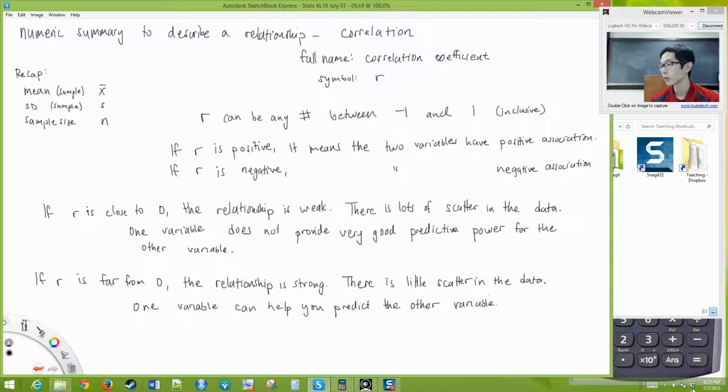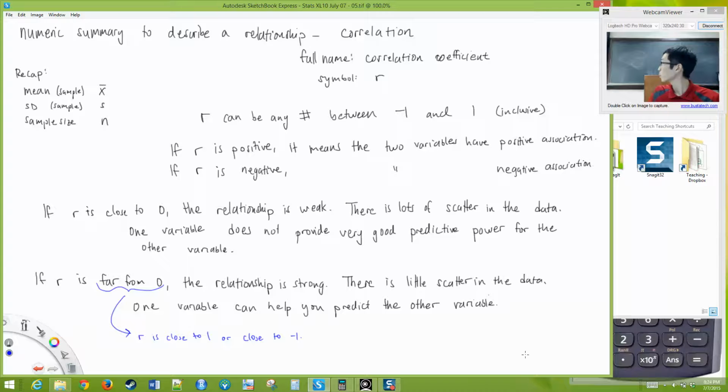So R, the correlation coefficient, or also just called correlation for short, is any value between -1 and 1. Close to 0 means it's weak. Far from 0. What does it mean to be far from 0? Yeah, far from 0 means R is close to 1 or -1. You can write that down if you want.